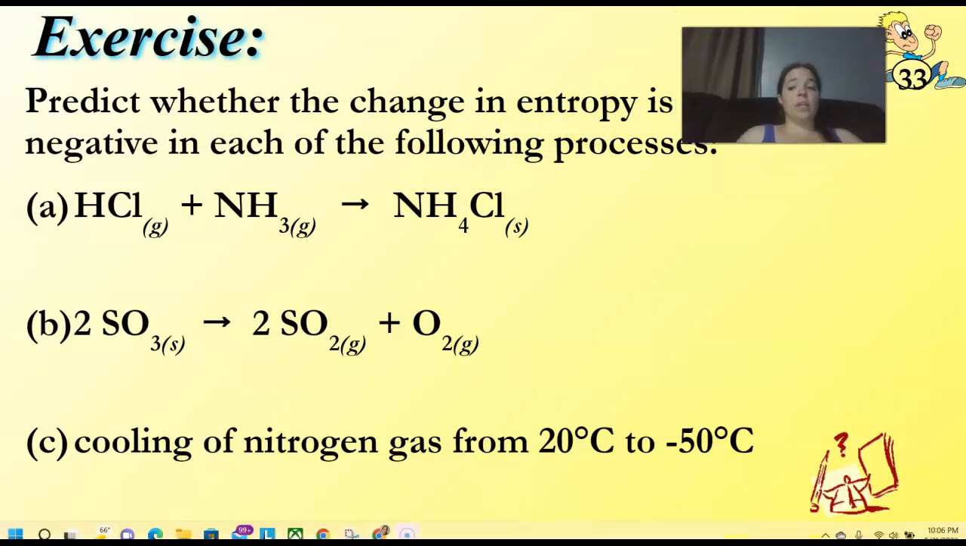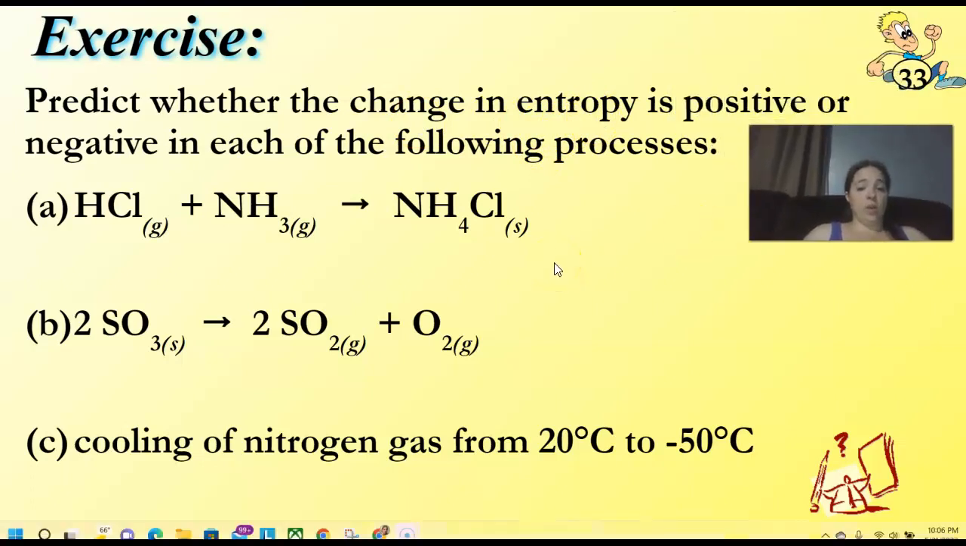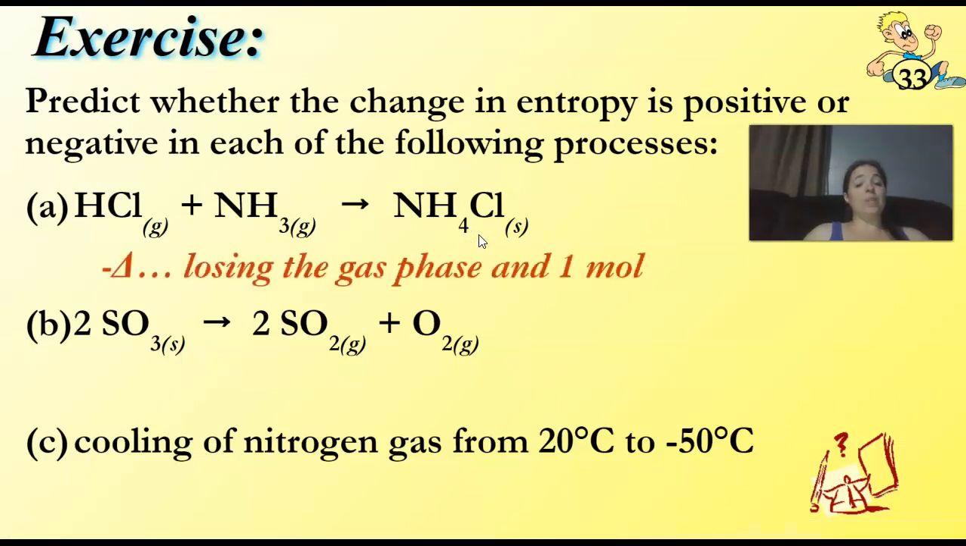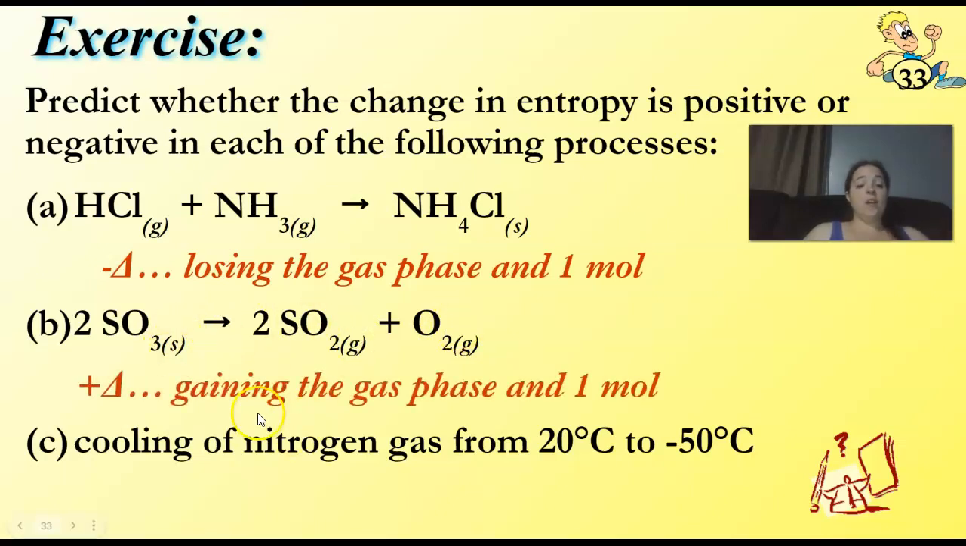Predict whether the change in entropy is positive or negative in each of the following processes. So I go from gas to solid. This is going to be a negative because I'm losing the gas phase. I'm going from 2 to 1. All right, so I go from 2 to 3, and I'm going from a solid to gas. It's going to increase. So I'm gaining the gas phase, and I'm increasing by 1 mole. Cooling of nitrogen from 20 to negative 50. So I'm decreasing temperature. I'm going to slow the molecules down, so it's going to be a negative.